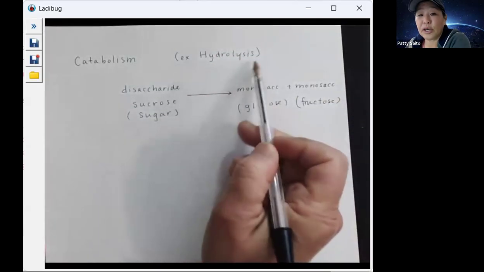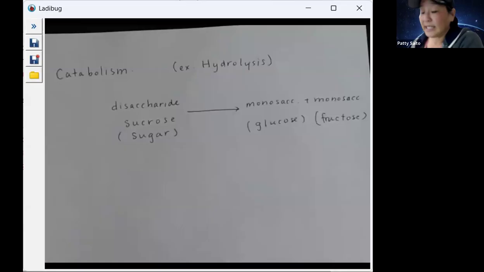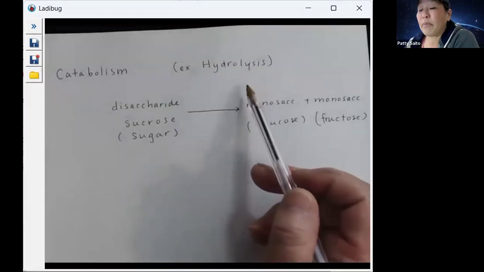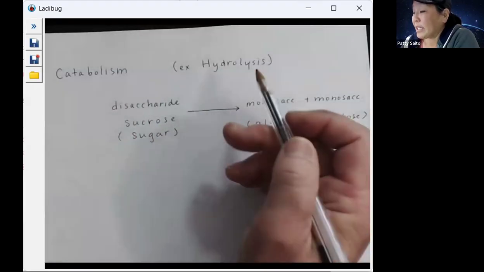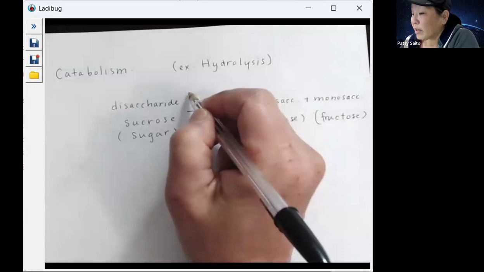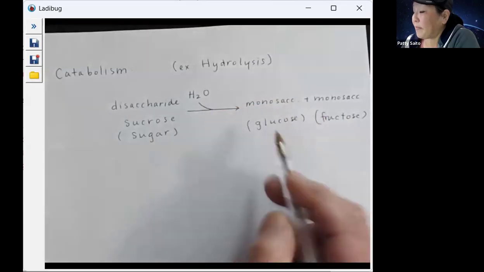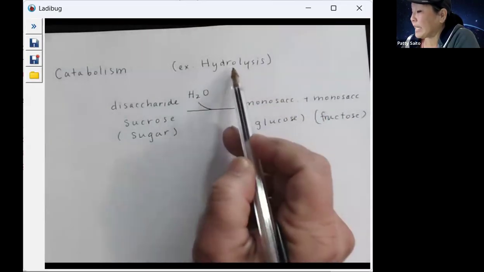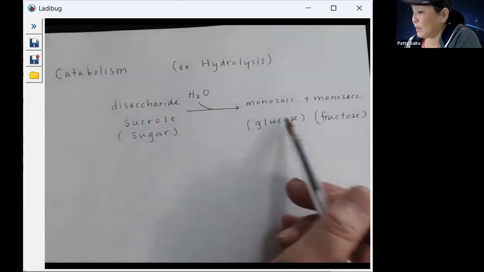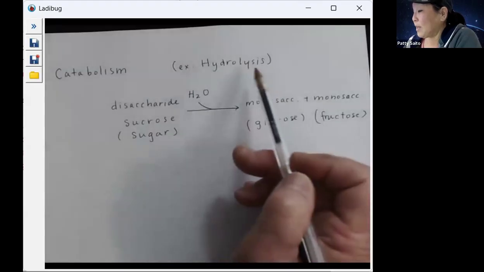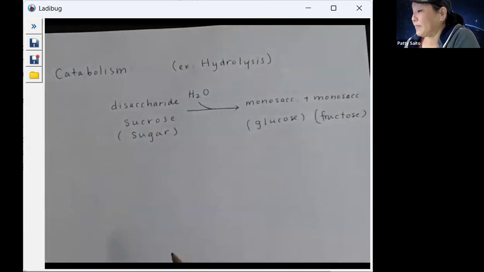Let's look at this term. Hydro refers to water. Lysis, or to lyse, is to break apart. So this specific type of reaction requires water. If we add water, it splits apart the disaccharide into its components. So we add water and it breaks apart the molecule.